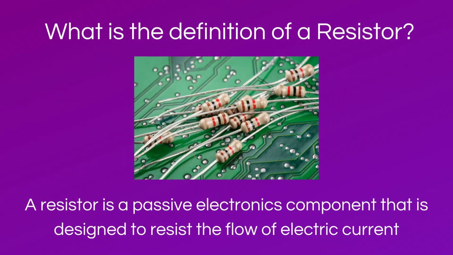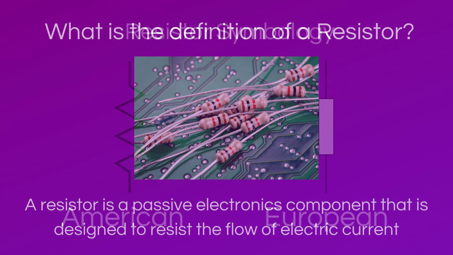What is the basic definition of a resistor? A resistor is a passive electronics component that is designed to resist the flow of electric current. Before explaining how resistors work, let's briefly discuss their symbology on a schematic.